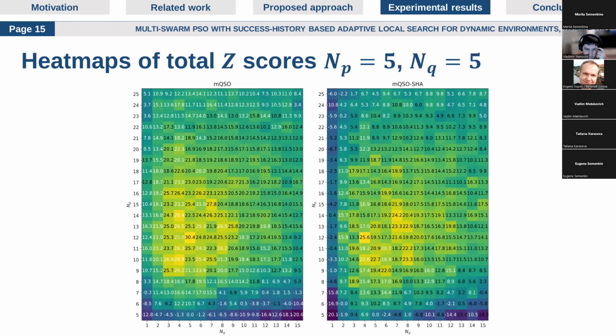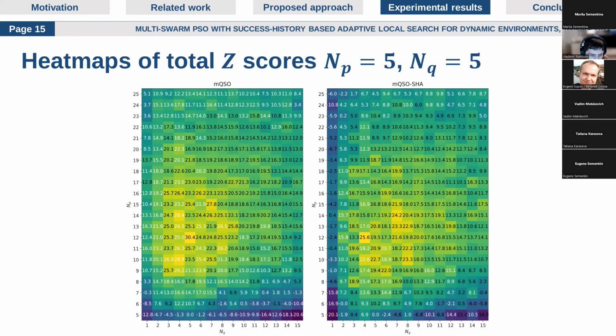Okay, so these are the results of the first set of experiments. Here you can see 2 heat maps. As I said, we varied the number of quantum particles, it's on the x-axis, and the number of individuals in the population, it's on the y-axis. So the standard parameters are number of particles 5, number of quantum particles also 5, and you can see that at the crossing of 5, that score is 0.